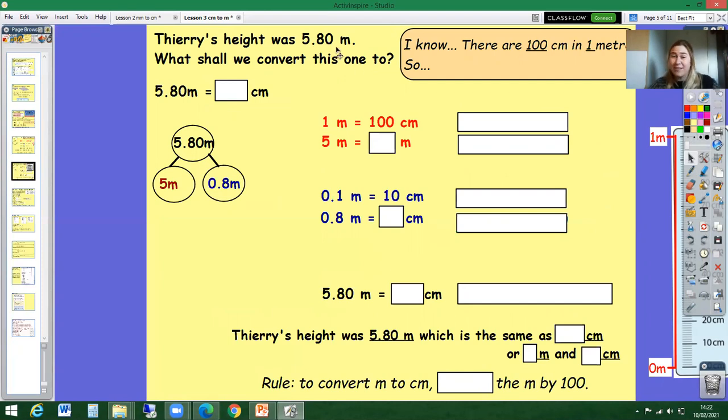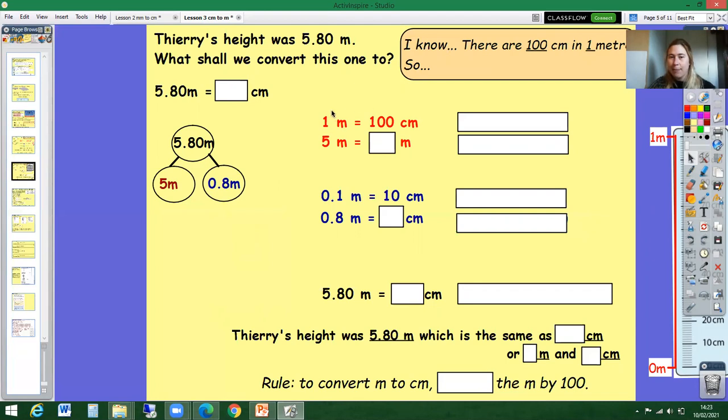It's already in metres, so there's no point converting it to metres. Let's convert it to centimetres. So what is 5.80 metres as centimetres? Again, you might want to pause the video and see if you can do this one. Okay, so I've split my 5.80 metres into 5 metres and 0.8 metres, okay, 0.8 of a metre. Now let's use what we know to work out what it would be as centimetres. So I'm going to go the other way now. I know that 1 metre is 100 centimetres.